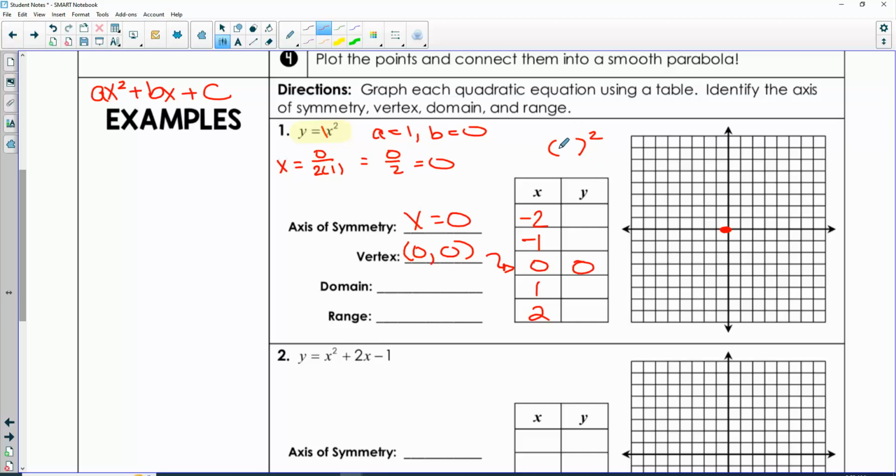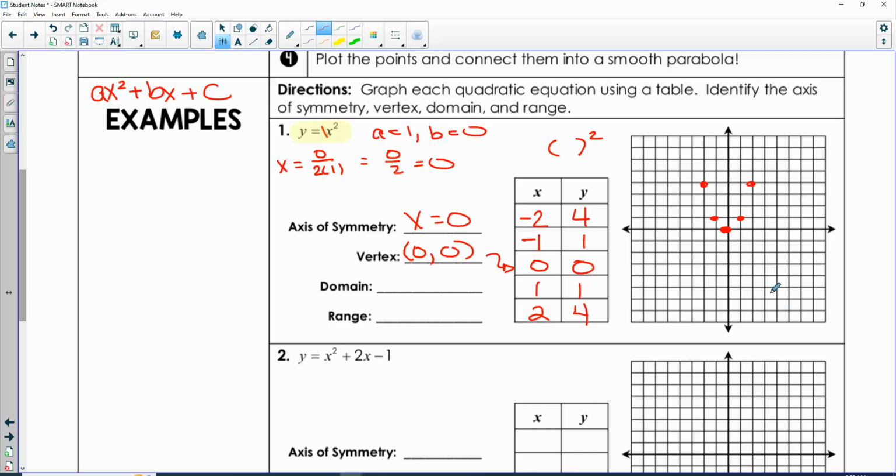So if I put in negative 2 squared, so negative 2 times negative 2, 4. So I can plot that. Negative 2, 1, 2, 3, 4. If I put in negative 1 squared means negative 1 times negative 1, which is 1. So negative 1, 1. If I put in a 1 squared, 1 times 1 is 1. If I put in a 2 squared, 2 times 2 is 4.